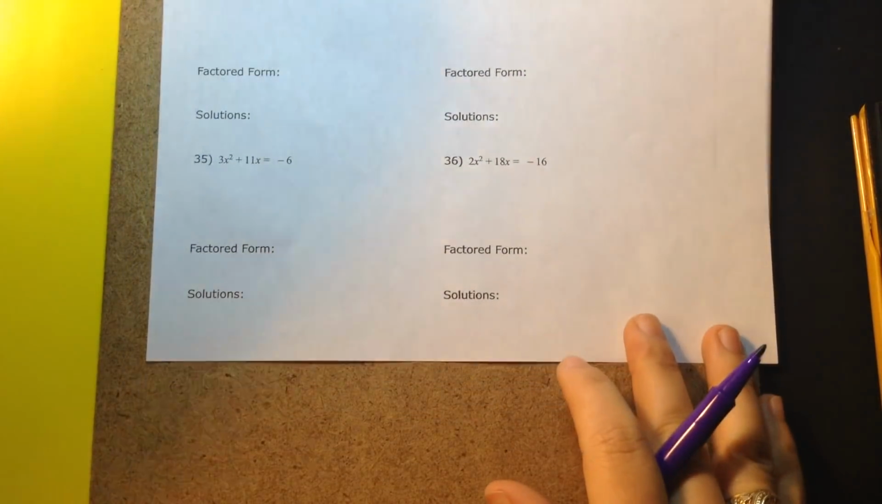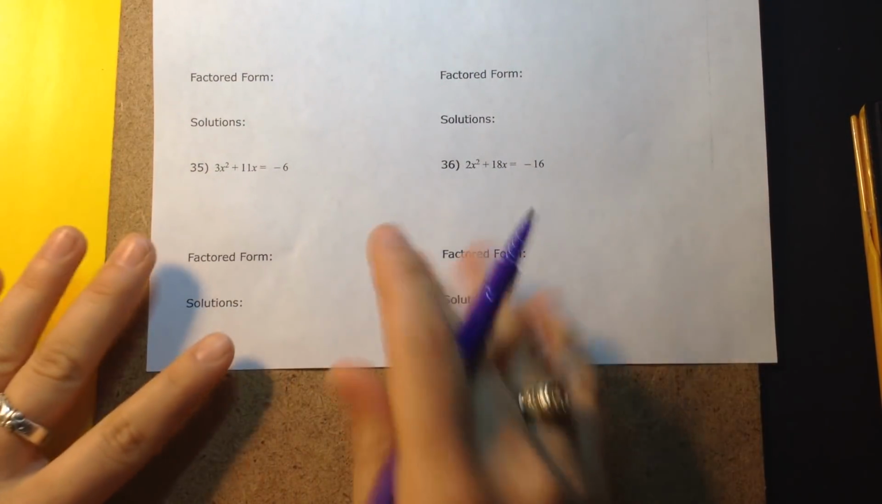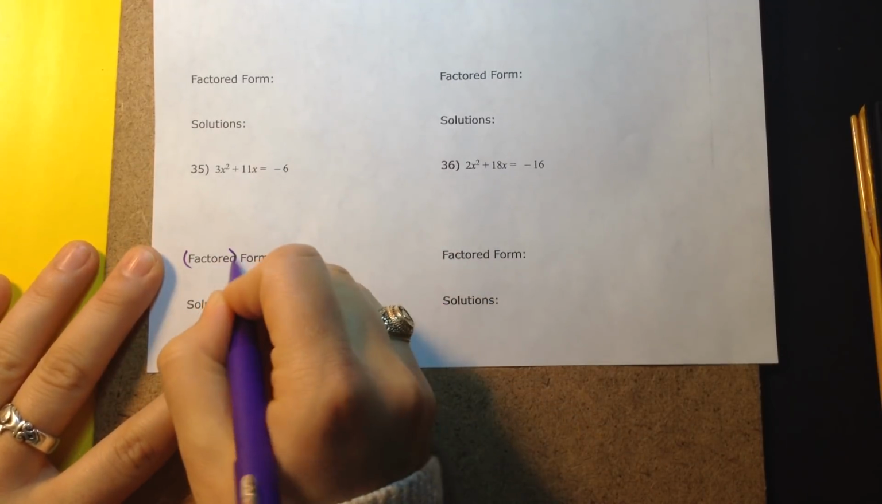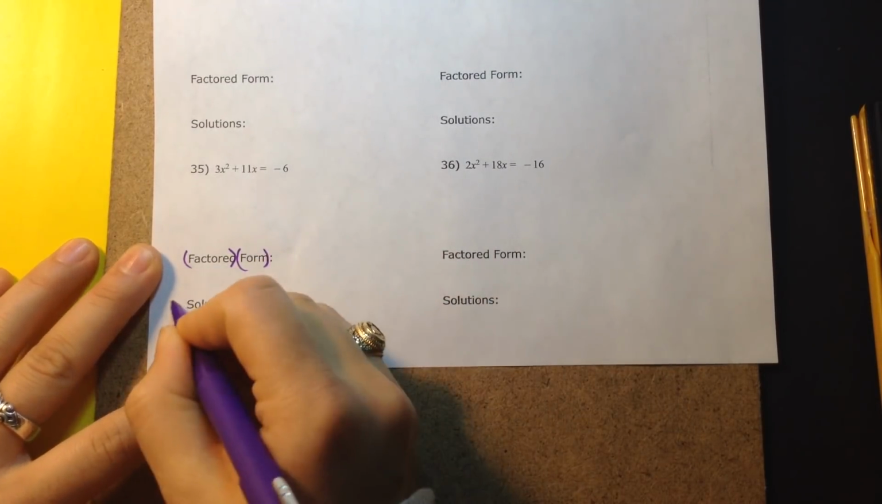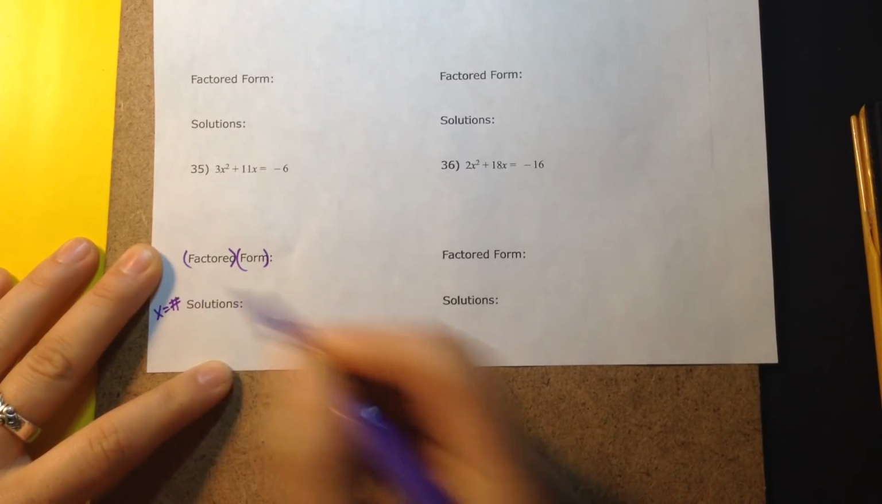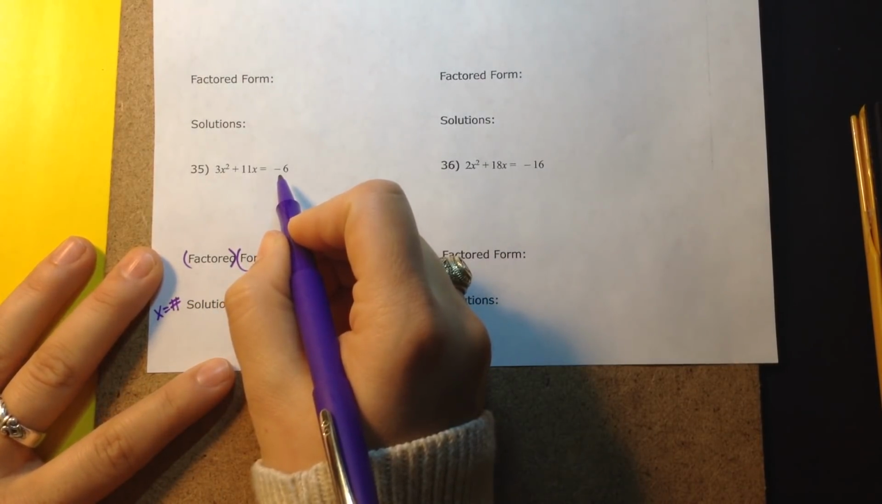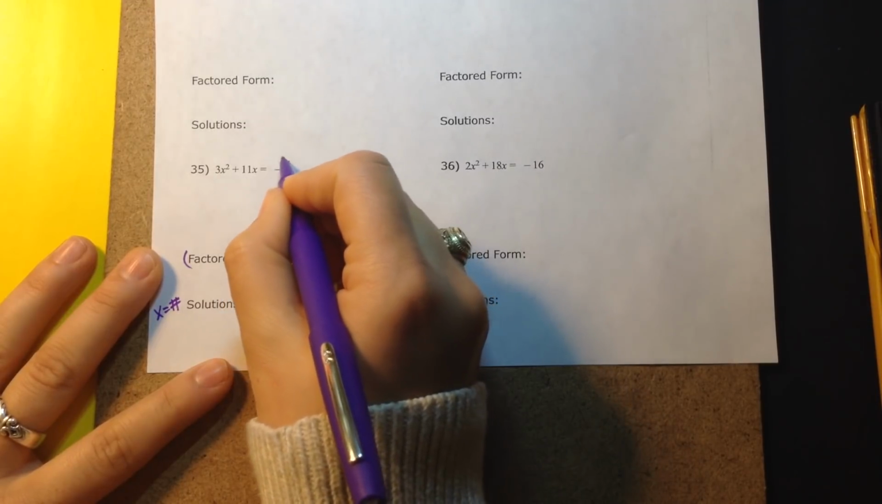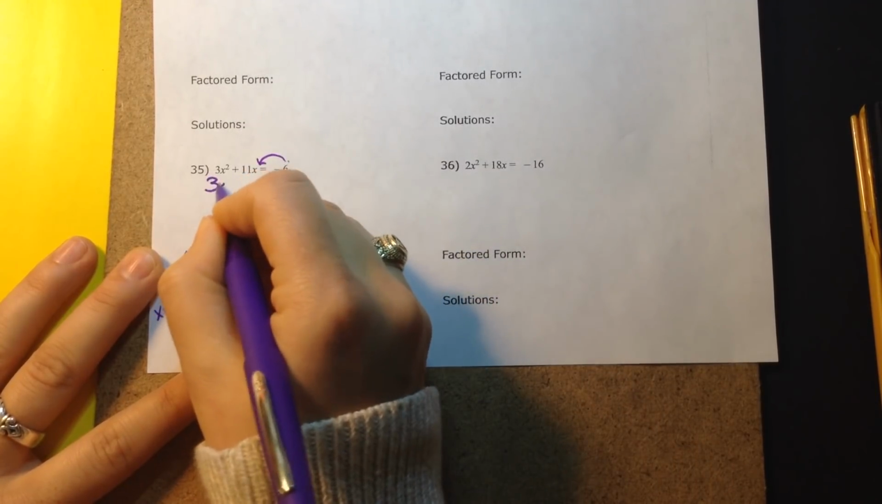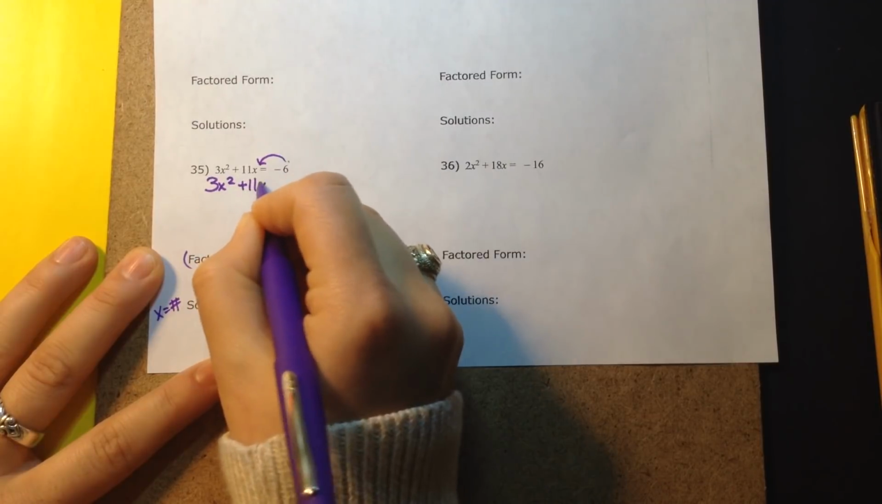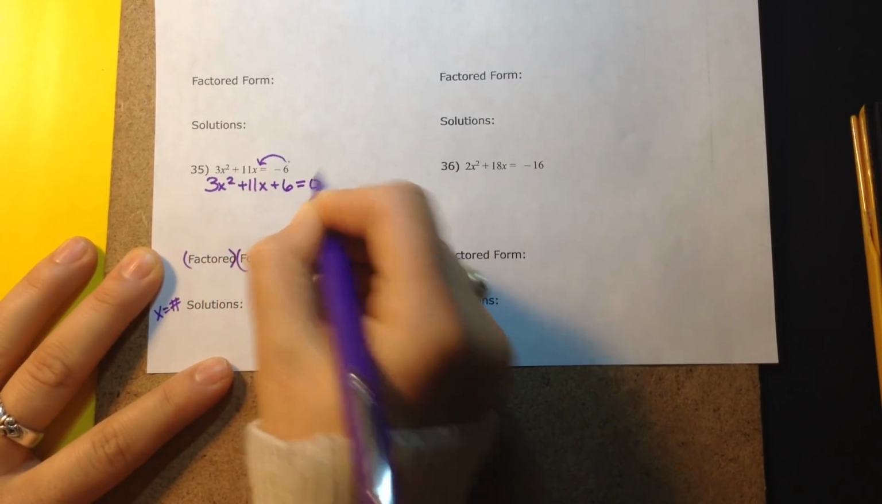Last question you're doing with me is number 35. When we are trying to write in factored form and find the solutions, we have two parts. We need to make sure first that it is equal to 0. This is not equal to 0. So when I pick this up and move it to the other side, it would change to the opposite sign and now be equal to 0. Check.